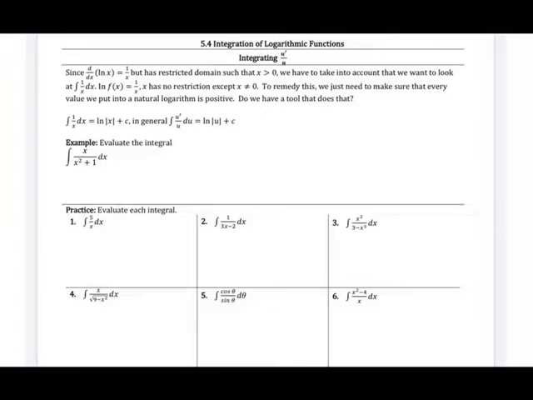5.4 is now about integrating with logarithmic functions. And we talked a little bit about this when we introduced the fact that the derivative of the natural log of x is 1 over x. And we talked about how natural log of x has a domain restriction, that x has to be greater than 0, and that 1 over x has a domain restriction, that x is not allowed to be 0.